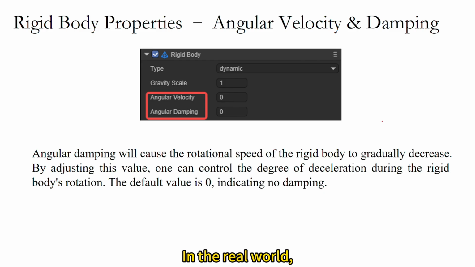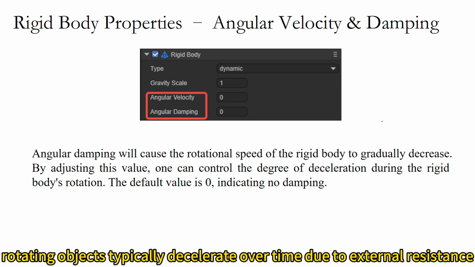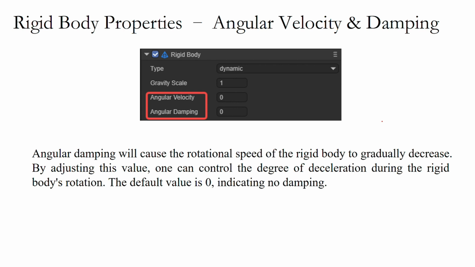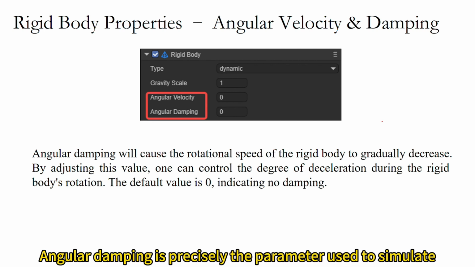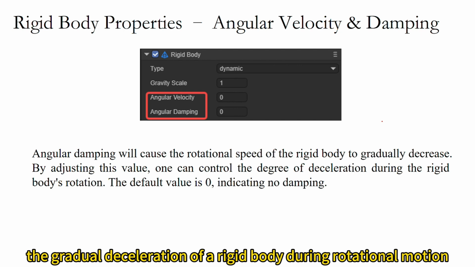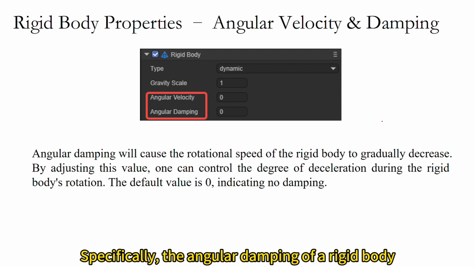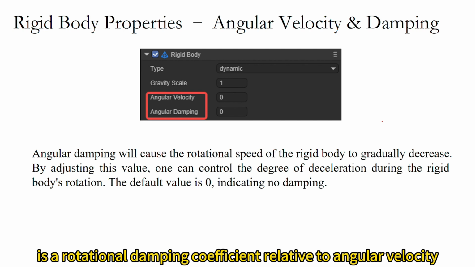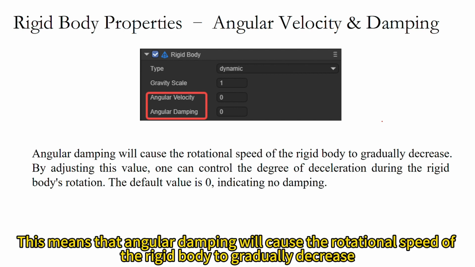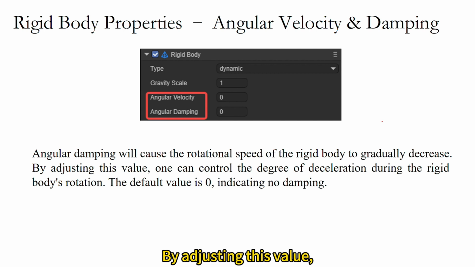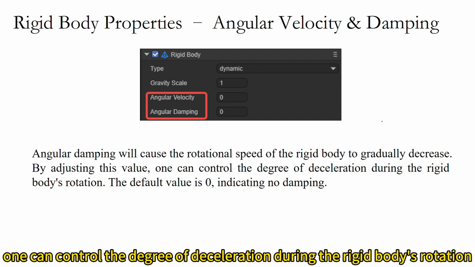In the real world, rotating objects typically decelerate over time due to external resistance. Angular damping is precisely the parameter used to simulate the gradual deceleration of a rigid body during rotational motion. Specifically, the angular damping of a rigid body is a rotational damping coefficient relative to angular velocity. This means that angular damping will cause the rotational speed of the rigid body to gradually decrease. By adjusting this value, one can control the degree of deceleration during the rigid body's rotation.